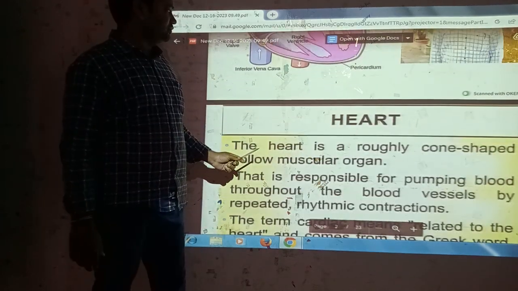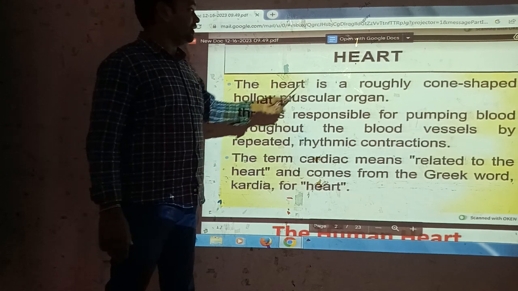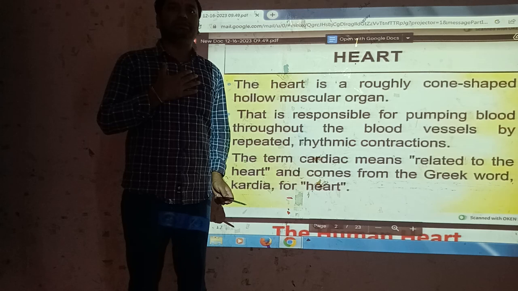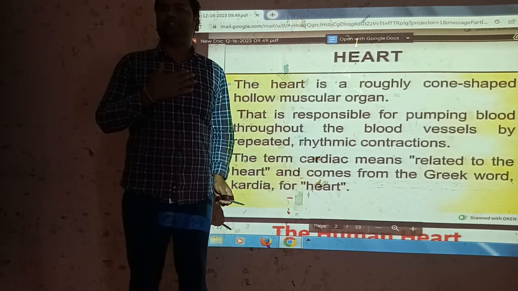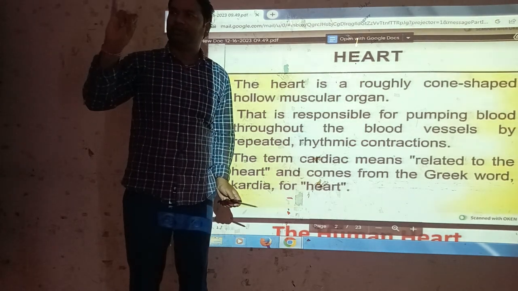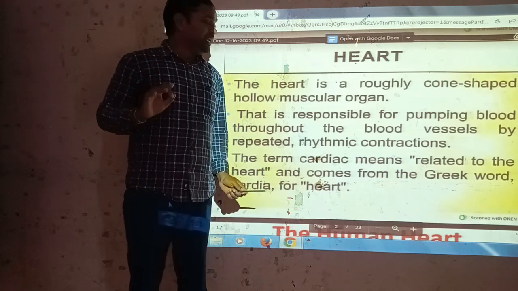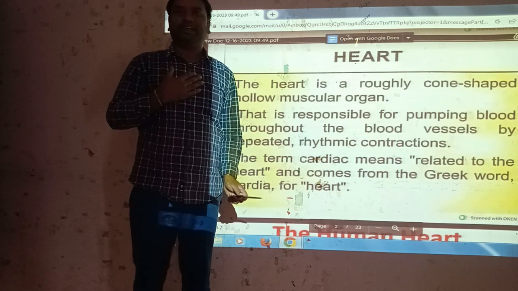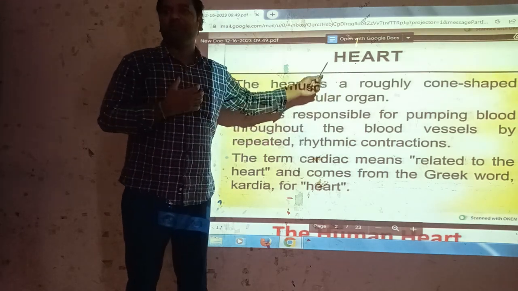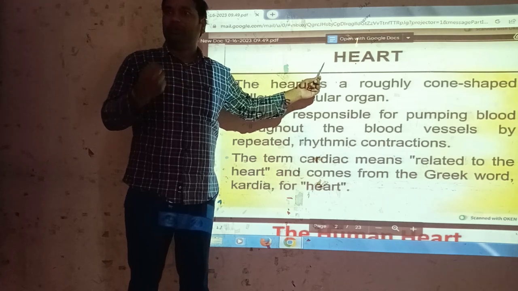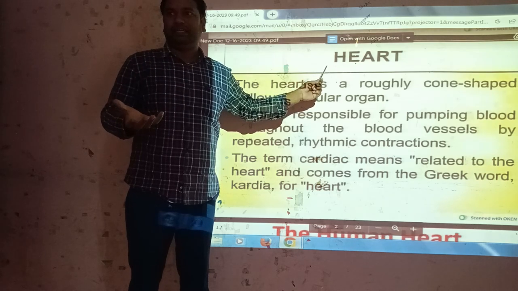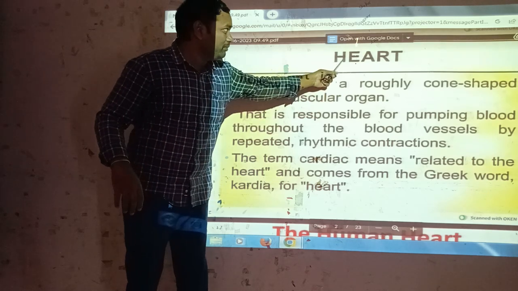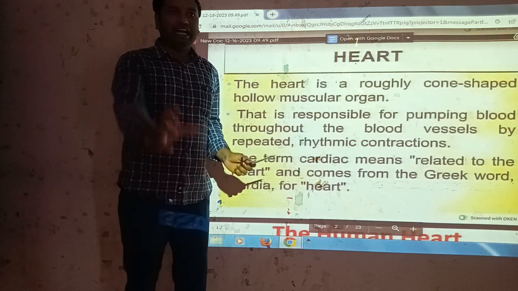Okay, this is the heart structure. Our human body is a triploblastic animal. Triploblastic animals means how many layers are present? Three layers: ectoderm, mesoderm, endoderm. Our nervous system and skin system are derived from ectoderm. The heart, bones, and muscles are derived from mesoderm. The kidney and internal organs are derived from endoderm. The heart is derived from mesoderm.